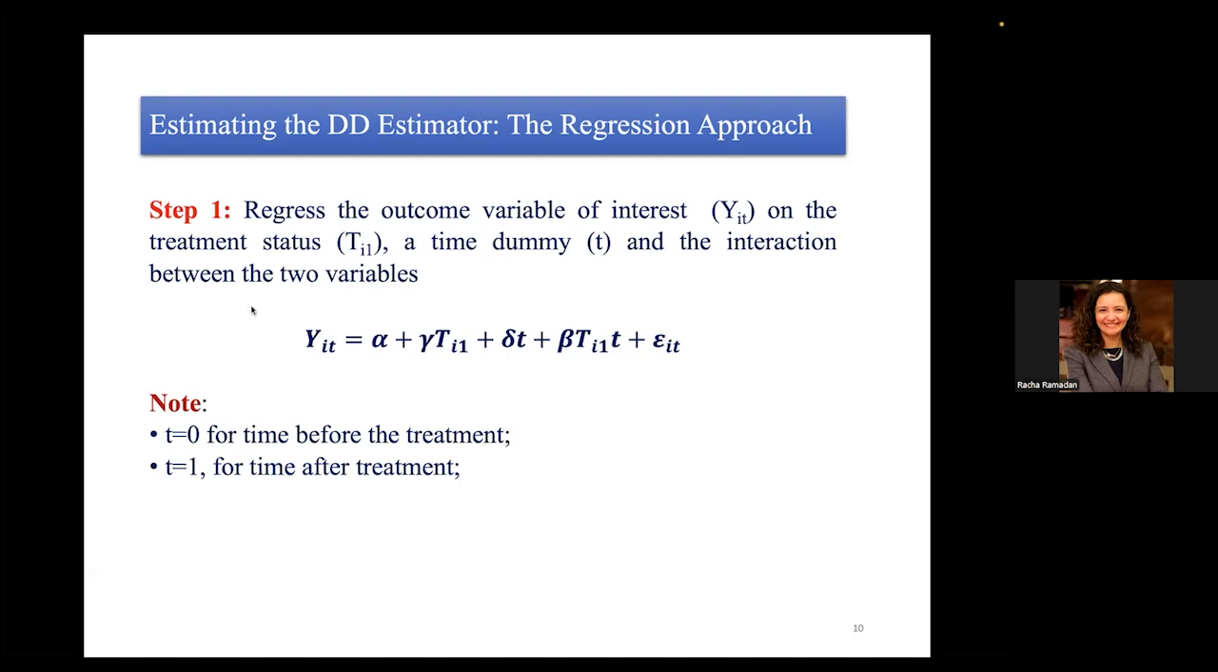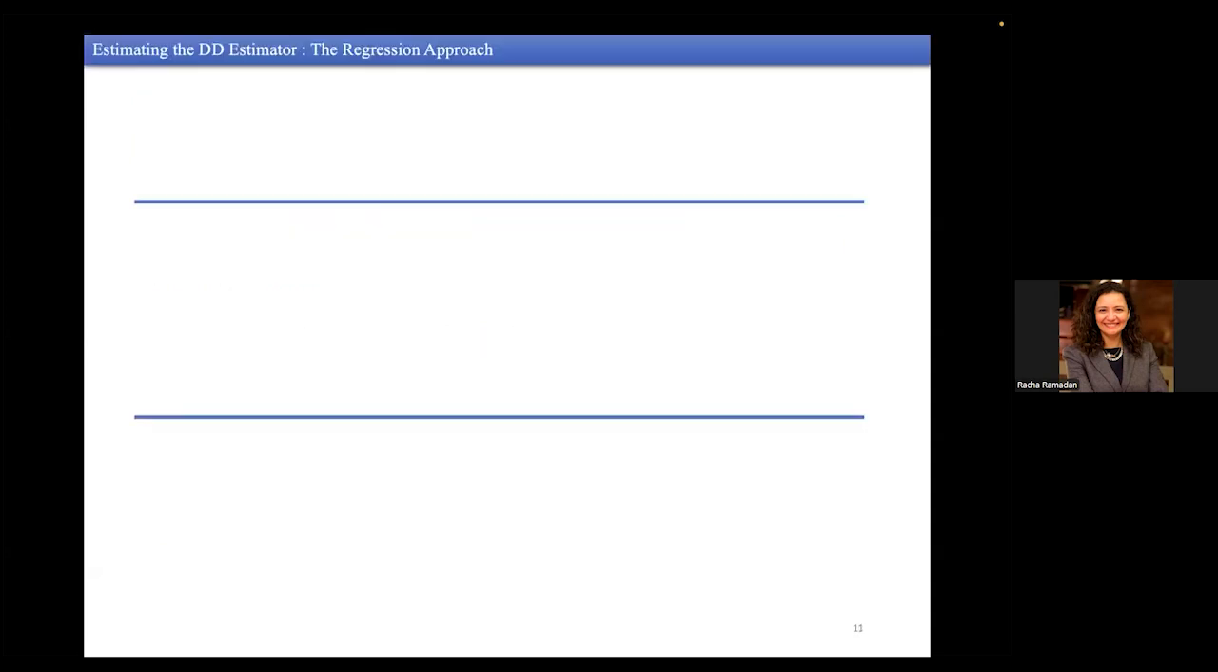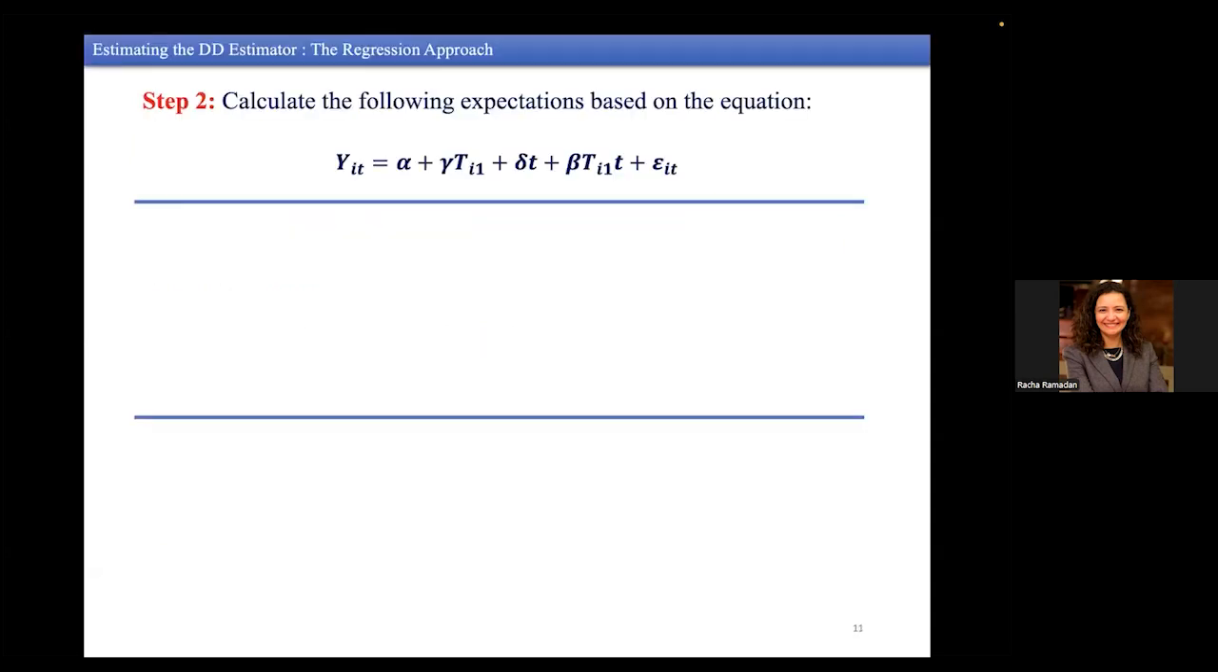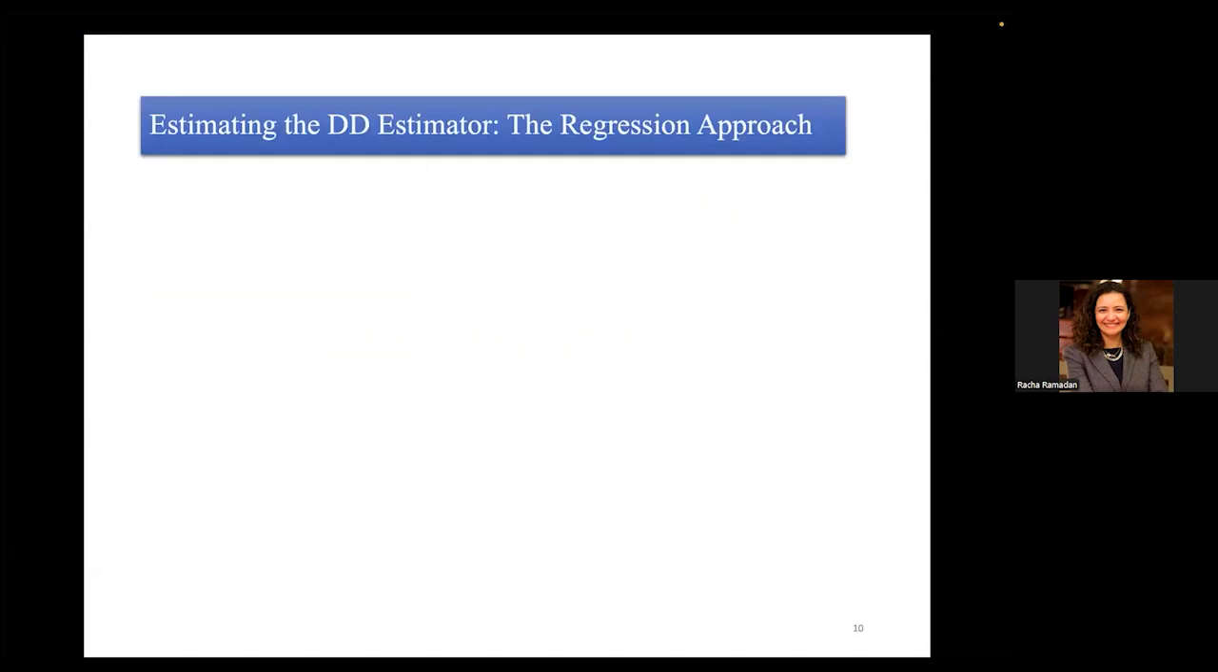So t will be 0. This dummy variable will be 0 before the implementation of the program, 1 otherwise. By definition, the dummy variable of treatment in period 0 will always be equal to 0, because in period 0, before the implementation of the program, by definition, no one benefited from the program. And the T_i, the dummy of the treatment at period 1, will equal 1 if the individual is treated and 0 otherwise. Okay.